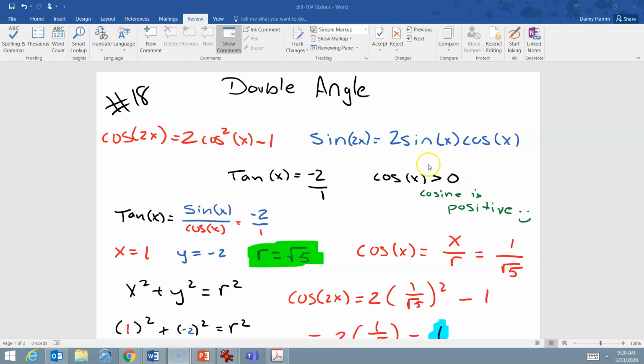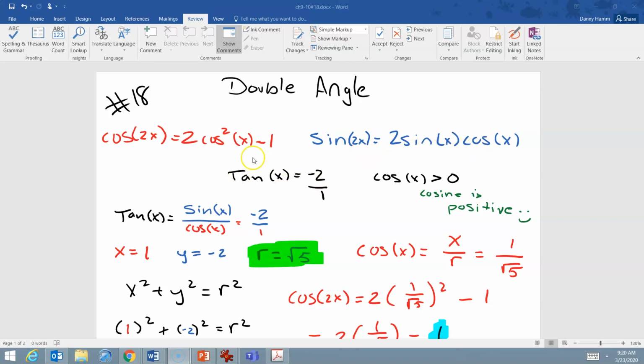Now with cosine, we have options to choose from. Since I am given information about cosine being greater than 0, or cosine is positive, I'm going to choose the identity that just has cosine. So that identity is 2 times cosine squared x minus 1. And then on the next part of the problem, we're using only one option for sine of 2 theta or 2x. It is 2 times sine of x cosine of x.